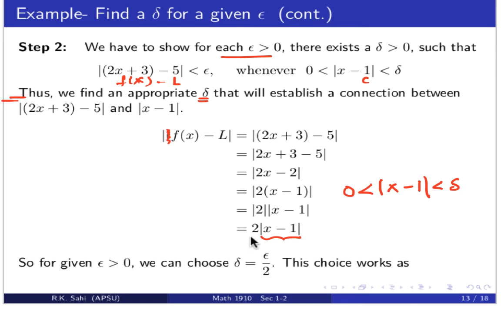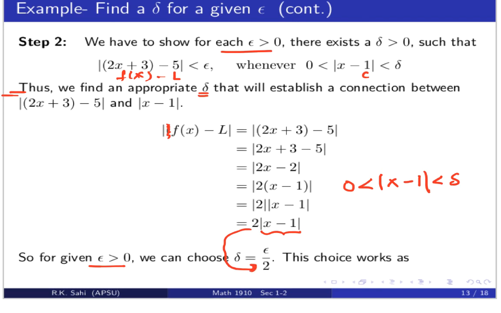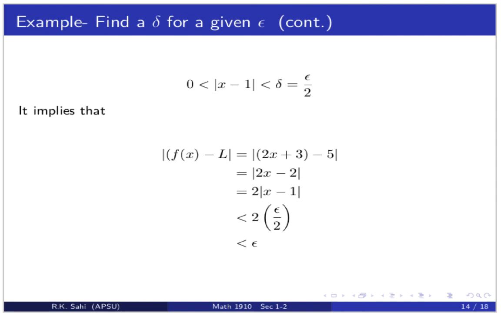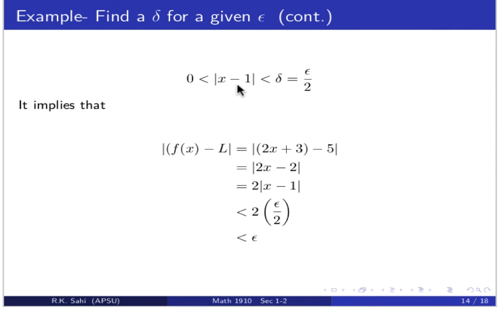We have a 2, and that is the clue. The delta basically is going to be epsilon divided by the coefficient in front of x minus 1. That's it. So for a given epsilon greater than 0, we can choose delta to be epsilon divided by 2. This is where it comes down, guys. That's where you put it. So this choice will work, as you will see in the next slide, because when you're looking at 0 strictly less than |x minus 1| less than delta equals epsilon by 2.